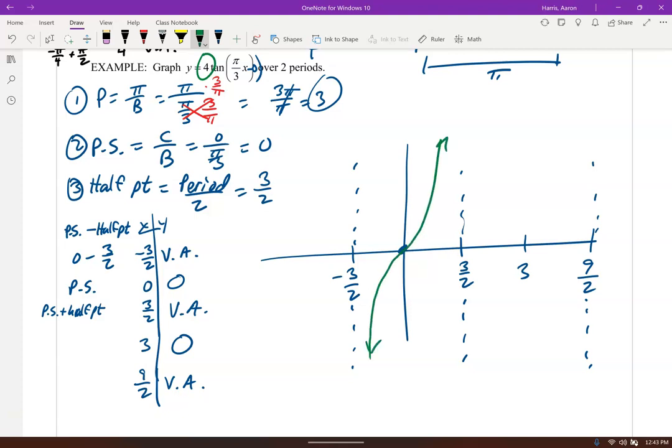It'd be nice to throw in something between 0 and 3 halves. So what's between 0 and 3 halves? Like 3/4 is a great point to throw in. You can see where that hits. 4 tangent pi thirds times 3/4 for x. So we got 4 tangent pi fourths. Sine of pi fourths over cosine pi fourths, that's the same thing, so it's 1. Tangent pi fourths is 1. So we got 4 times 1 is 4. So when I plug 3/4 in, I get 4. Again, that's called a middle point, right?